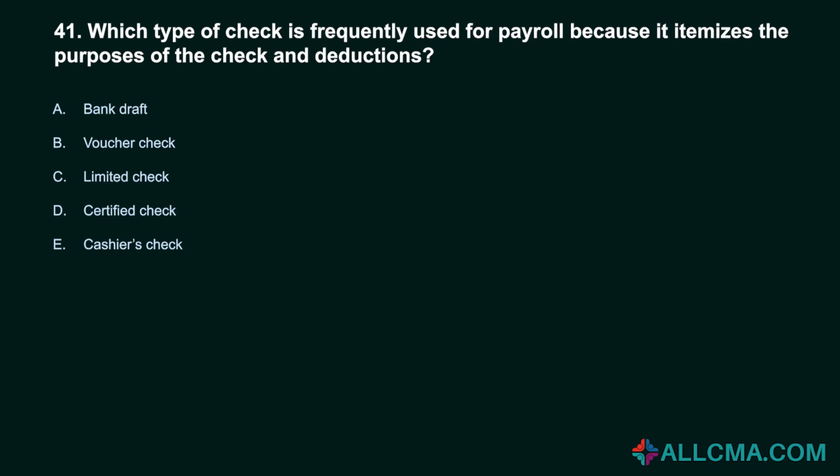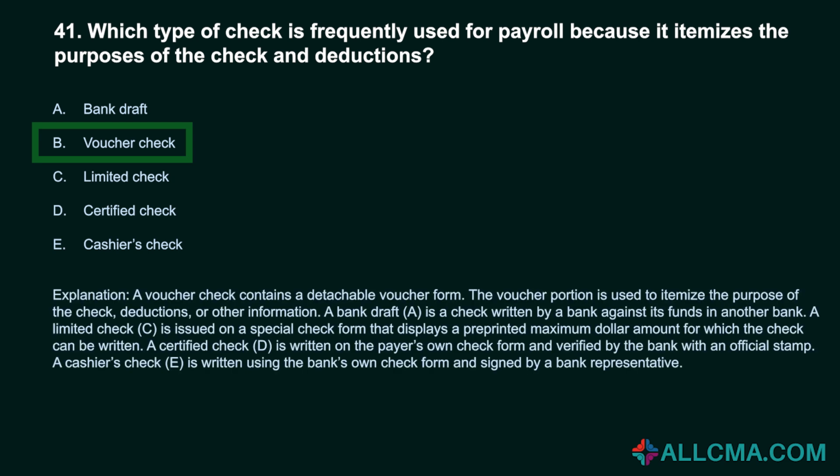41. Which type of check is frequently used for payroll because it itemizes the purposes of the check and deductions? A. Bank draft. B. Voucher check. C. Limited check. D. Certified check. E. Cashier's check. Correct answer, B. Voucher check. A voucher check contains a detachable voucher form. The voucher portion is used to itemize the purpose of the check, deductions, or other information.